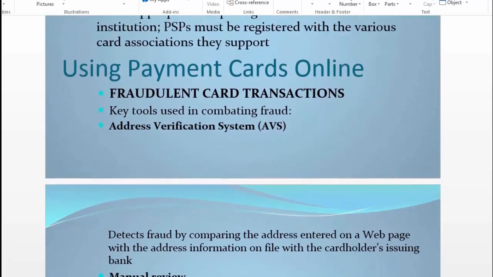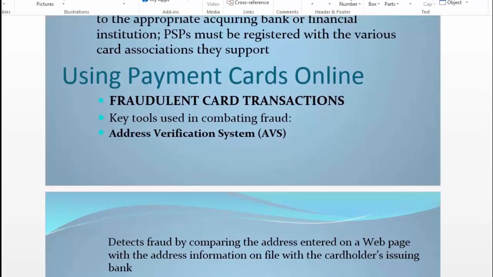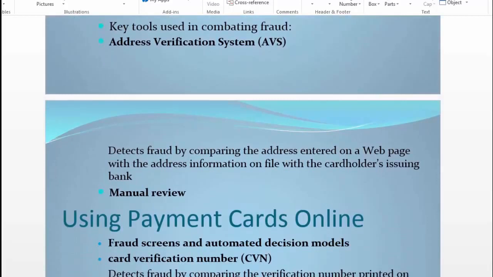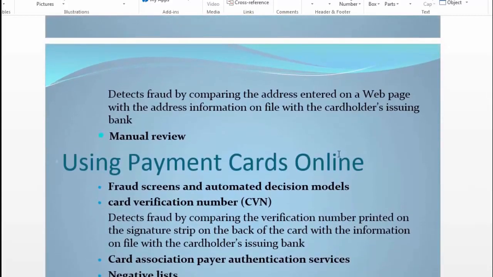Using payment cards online, fraudulent card transactions. A key tool used in combating fraud is the address verification system. AVS detects fraud by comparing the address entered on a web page with the address information on file with the cardholder's issuing bank. They try to find out the name, the signature, the bank account, everything associated with the card. So they verify whether the card is being used by the right person by matching the address and many other checkpoints. Then you have a manual review as well, which takes longer, but in the end does verify whether the card is valid or not.